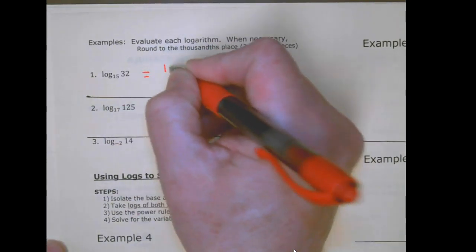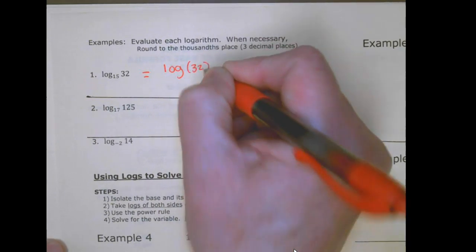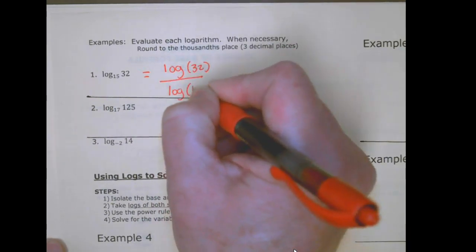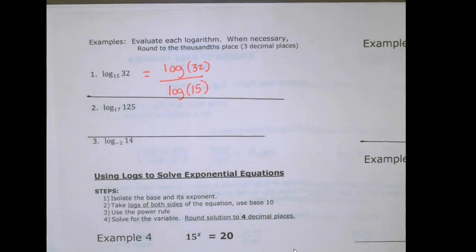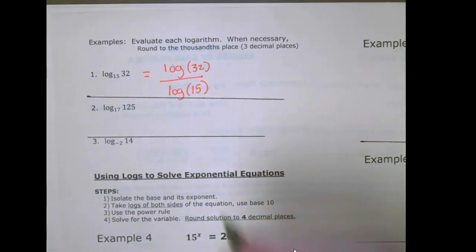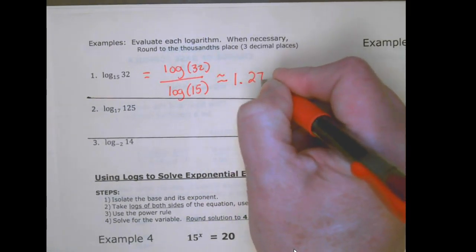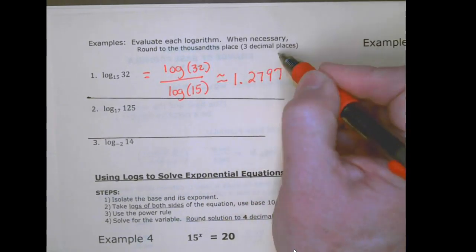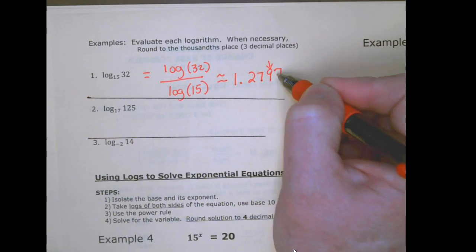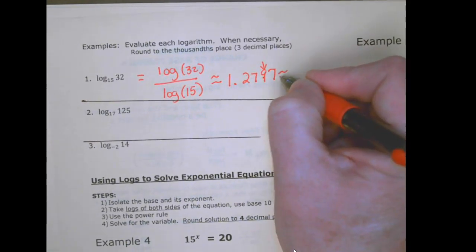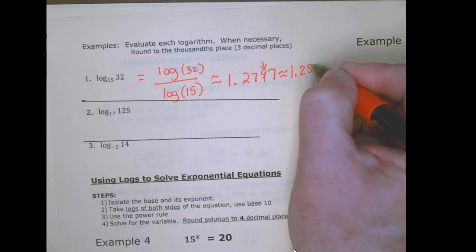This would be equal to the log of 32 divided by the log of 15. In order to get the right answer with your calculator, you must close the automatic parentheses. You would pick up your calculator, press the log button, put this in your calculator, make sure you put the parentheses, and round it off to 1.2797. It says 3 decimal places, so this 9 would round to a 10. 1.280.